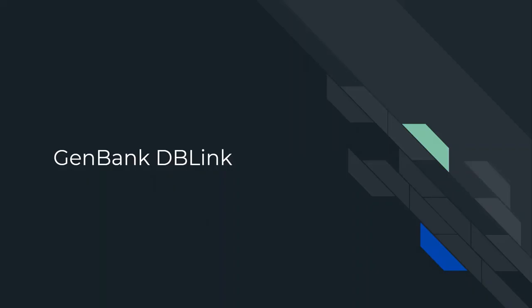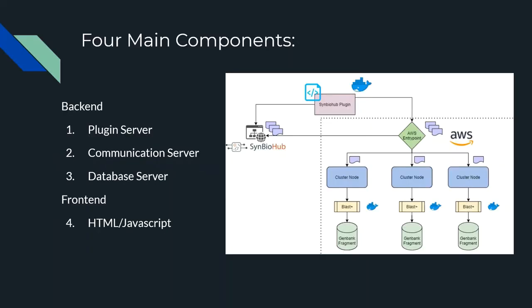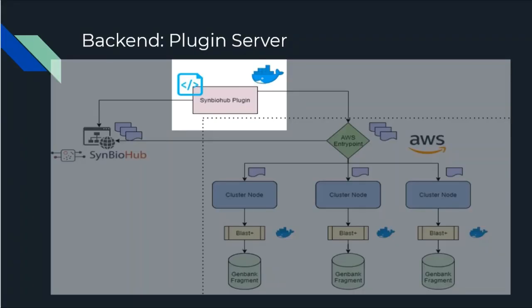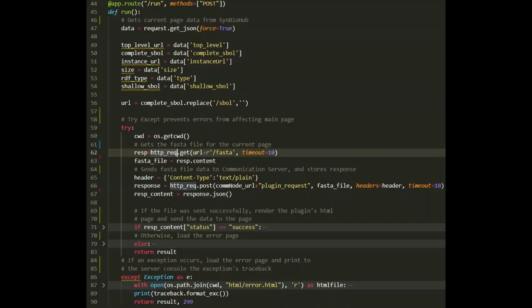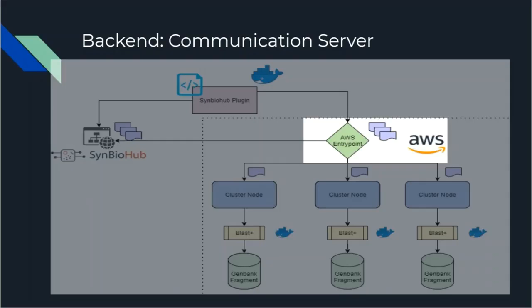Now I'll talk about some of the features of the GenBank plugin. So here's an overall diagram. There's 4 main components: the plugin server, communication server, and database server, which make up the backend, and the HTML/JavaScript, which makes up the front end. In terms of the GenBank plugin server, it's very similar to the UniProt plugin server, except in the run endpoint between lines 62 and 66, I instead get the FASTA file and then send that over to the communication server.